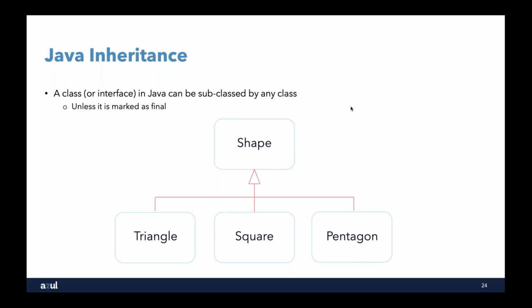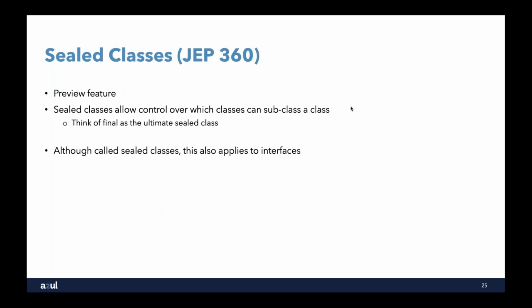The only thing we could do to control that is to mark it as final, meaning that no other class can subclass Shape. In JDK 15, what we want to be able to do is introduce the idea of sealed classes. Sealed classes, again, preview feature. Everything's a preview feature at the moment. And what it allows us to do is to control which classes can subclass a particular class.